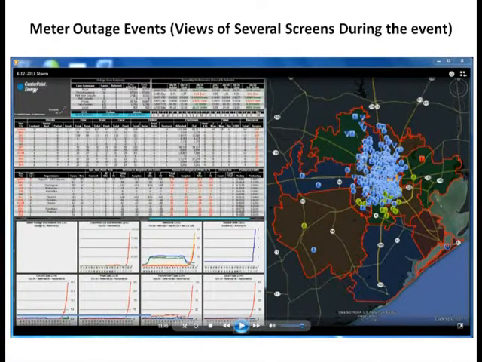What we can do with that screen is it's fully interactive. It lives on a big, huge wall in our distribution control room or on any one of our computers if you have access. But you can literally hover over one of those cases of outage, and you can see all of the case details of that outage, everything you might want to know.